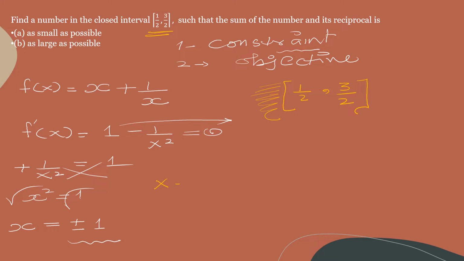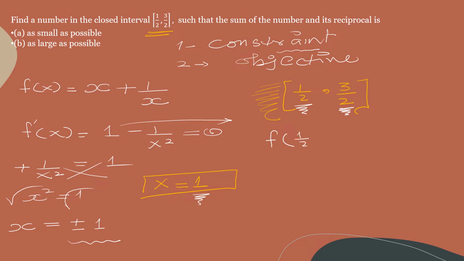In our scenario, the x value is equal to 1. So now we have three values: one is the half, one is the last value of the closed interval, and one is the critical number that we found. Now let's put these values one by one in the original equation to find the y values.